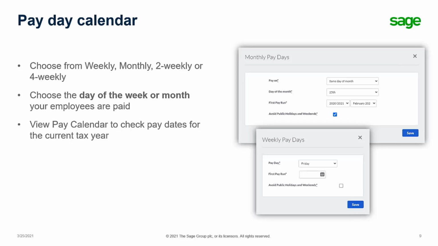So that was an overview of the setup process for a new company. First, you would set up your pay calendar, choosing your pay frequency and the day your employees will get paid, and you can choose to avoid any public holidays and weekends if you like. You can then go back in at any time to view any pay calendar information by going into the settings area and going into your calendar settings.